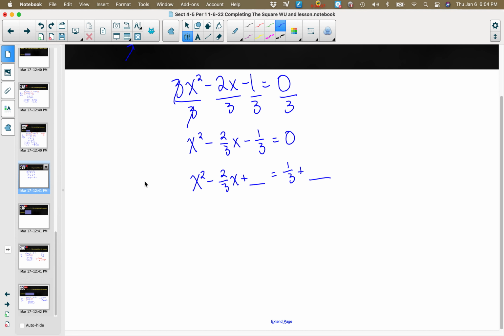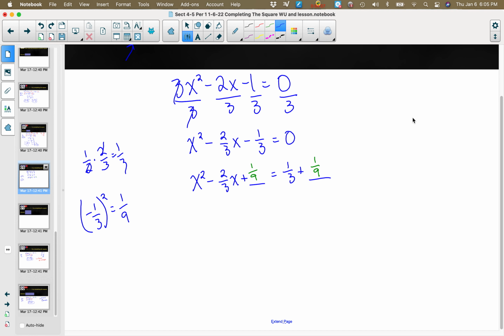So the next thing we're going to do is take half of the middle term. If you take half of 2/3, you get 1/3. You can do 2/3 divided by 2 if you want to. Of course, it's negative, so we get negative 1/3. But then remember, we have to square that. Square the top, square the bottom, you get 1/9. So I'm going to put a 1/9 here and a 1/9 here.